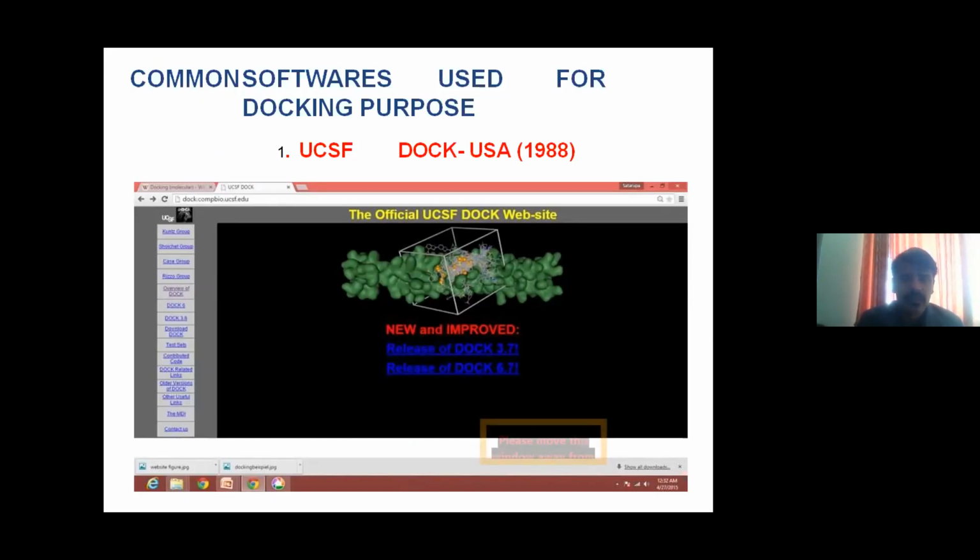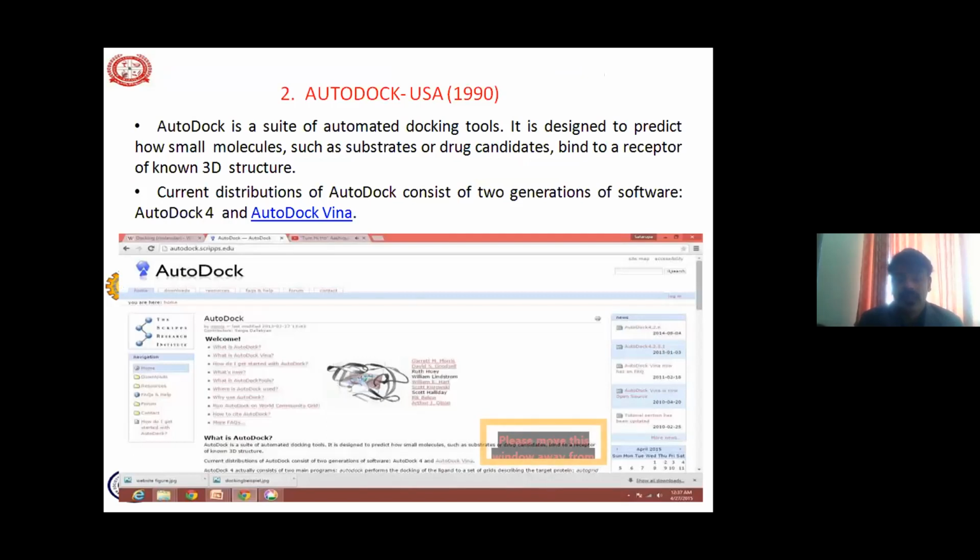UCSF DOCK is a widely used software. Then another widely used, freely accessible software is called AutoDock. If you know how to run AutoDock, you can do docking studies very easily. It is a freely available, widely used tool. Another variant is available: AutoDock 4 and AutoDock Vina. There are two generations of these softwares, AutoDock 4 and AutoDock Vina.